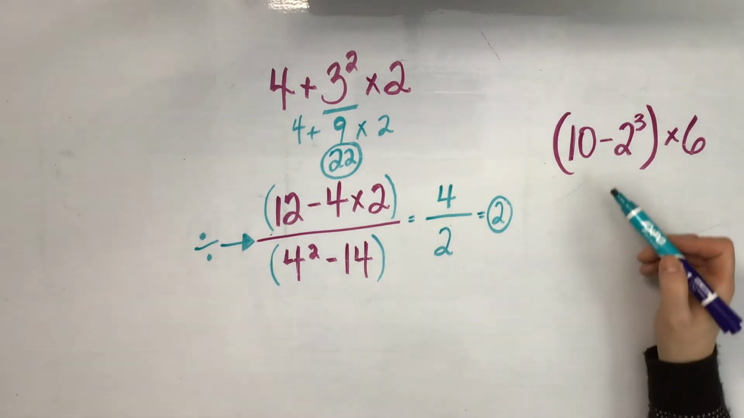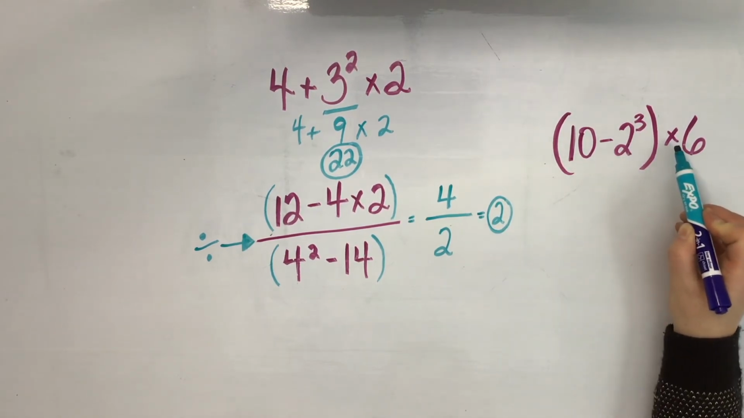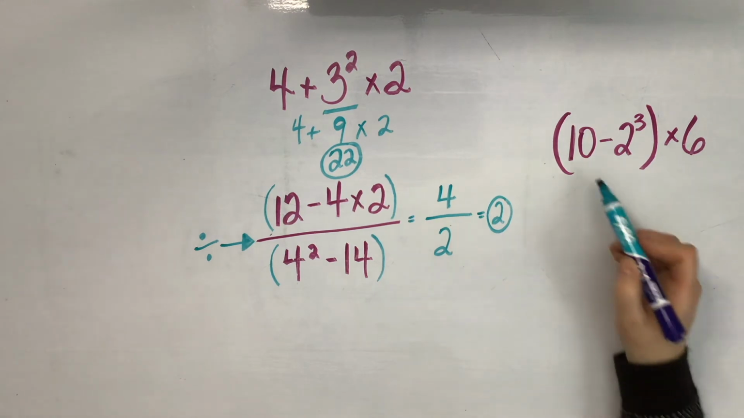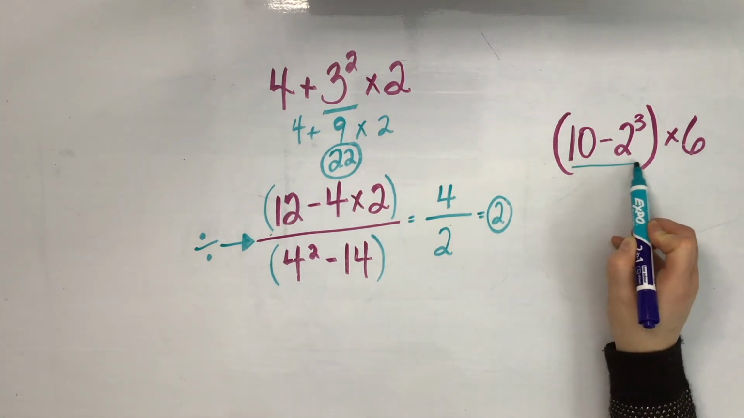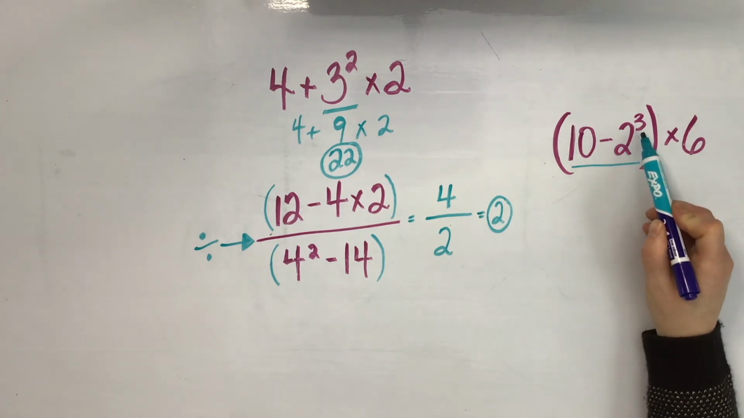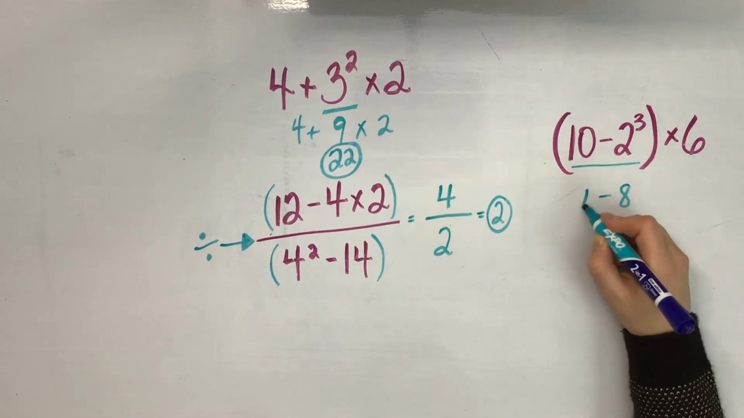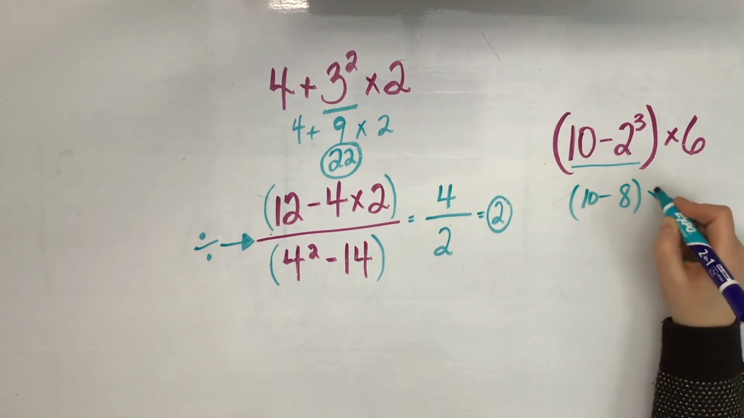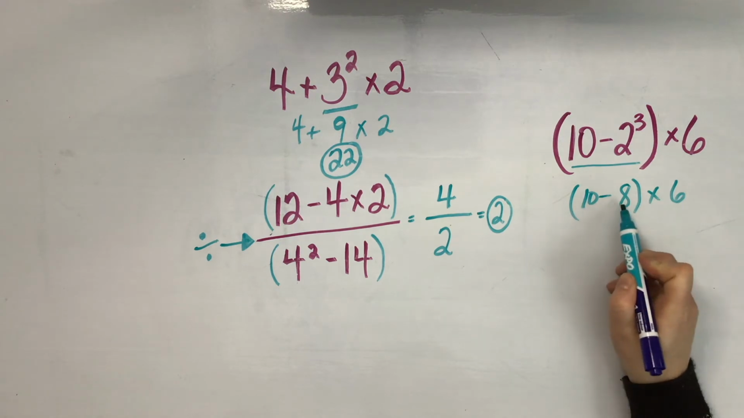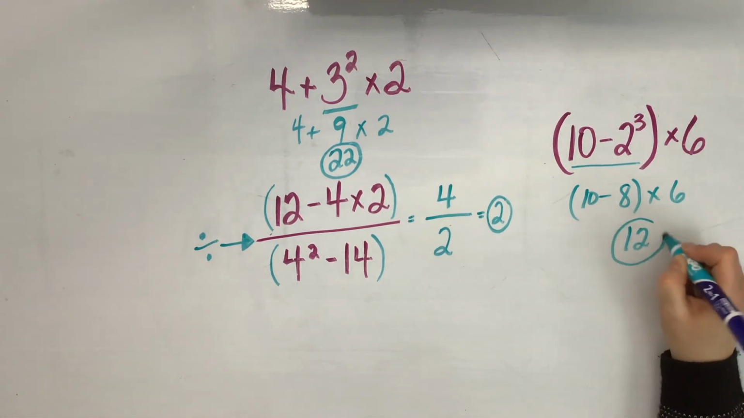Okay, here we've got a lot going on. We've got a subtraction, we've got an exponent, we've got a multiplication, and we also have brackets. So brackets mean do this first. Within the brackets, though, I have two things going on. I have a subtraction and an exponent. So I have to do the exponent first. 2 to the power of 3 means 2 times 2 times 2, which is 8. 10 minus 8 is 2, times 6 is 12.